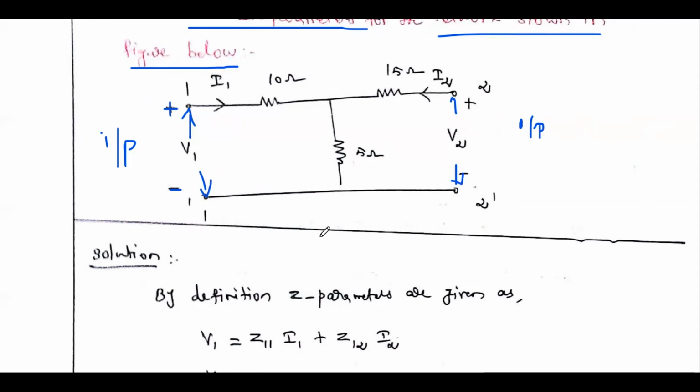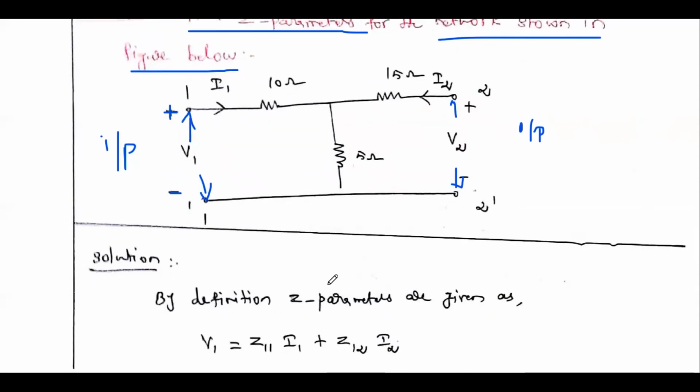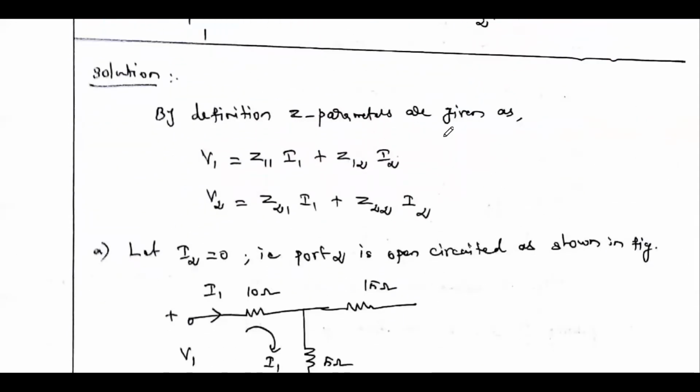Okay, next one. We can solve this problem in two different methods. I will explain the two methods, and whichever method is easy, you can follow it for the remaining problems. So the first method I am going to explain. Already you know by the definition of the Z parameters, first we have to write the Z parameter equations.